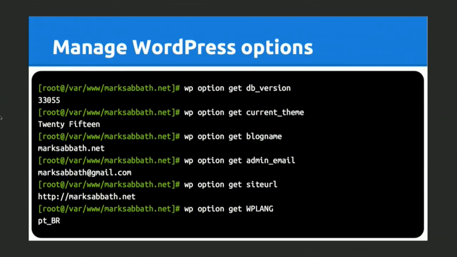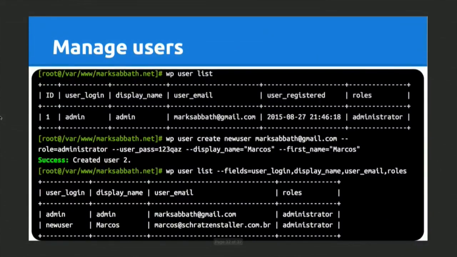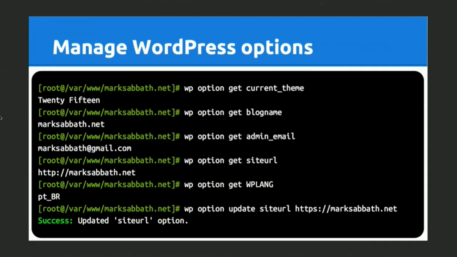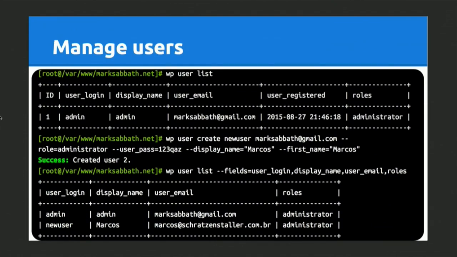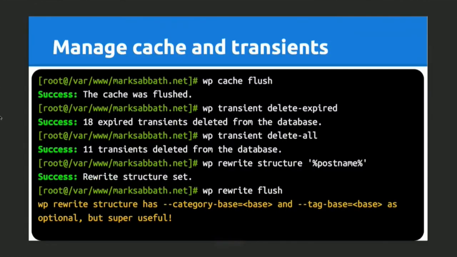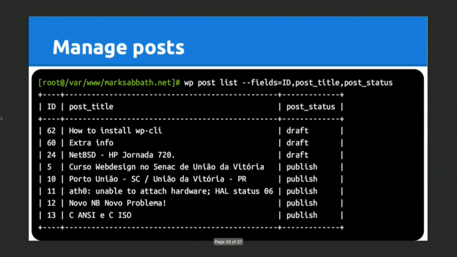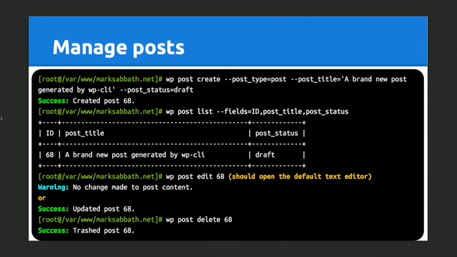You can also use the WordPress options to get some options from the wp options table, and you can list them using get. You can set them, and you can also set using update. Users: you can list users and create users using the same thing. You can flush your cache. You can also flush your transients, and you can also delete them all. The rewrite is also another useful one to change your slug, and then the flush just to make sure it's working. You can list posts. You can create a post.